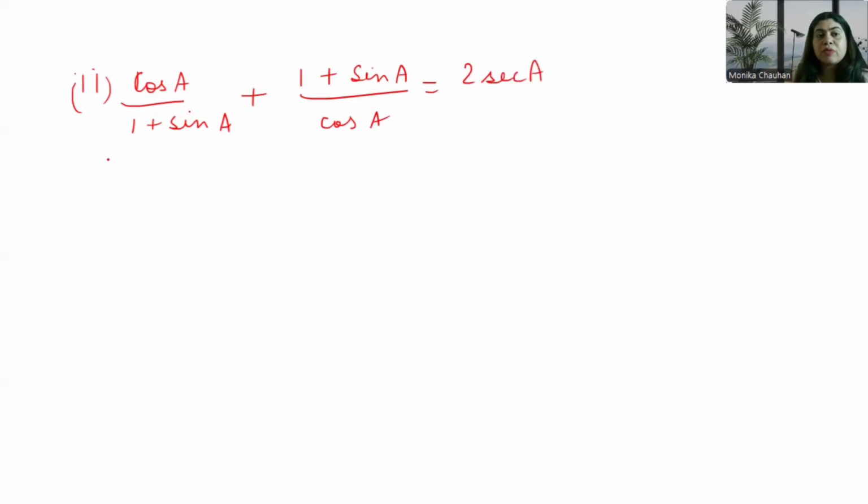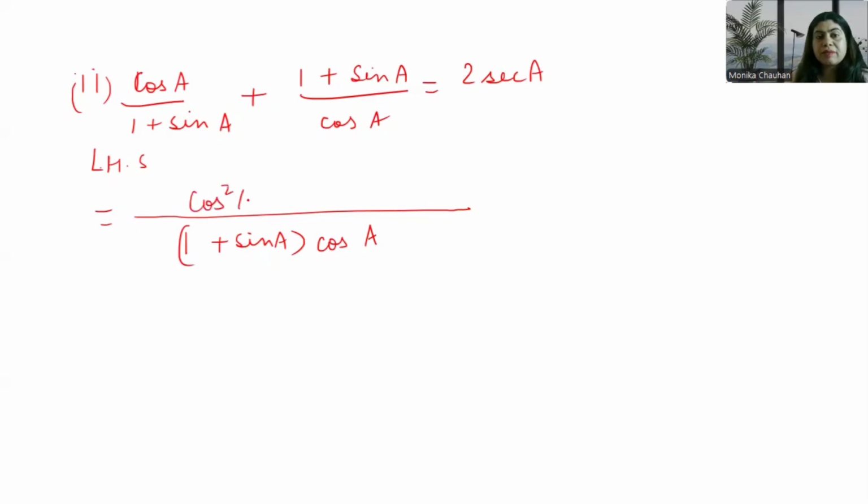Okay, so I'm going to start with my left side. How do I start? I have to take the LCM first. The LCM for this is 1 plus sine A in the bracket, cos A. Now, 1 plus sine A and 1 plus sine A, so you get cos square A in the numerator, and this becomes 1 plus sine A whole square.